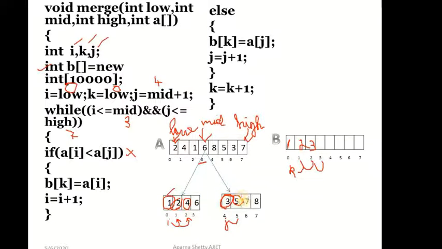Among 4 and 5, the smallest is 4, right? So that 4 I have to put in B of k. So A of I less than A of j is true here. So B of k will be equal to A of I. A of I is 4. So B of k, that is B of 3, will be equal to 4 now. Right, I is equal to I plus 1.